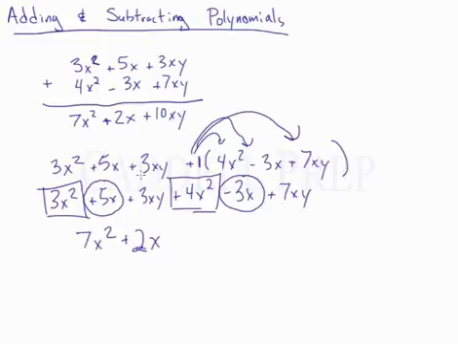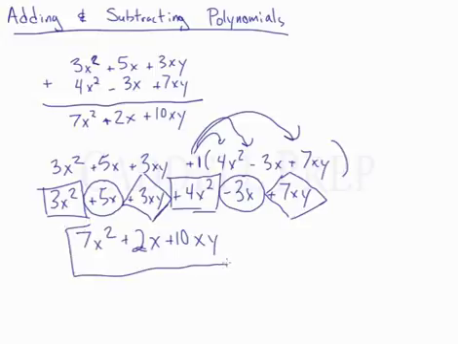And lastly we have 3xy and 7xy. Like terms, add them together. 3 plus 7 would be 10xy. And we look at our answers. 7x squared plus 2x plus 10xy. Same thing.